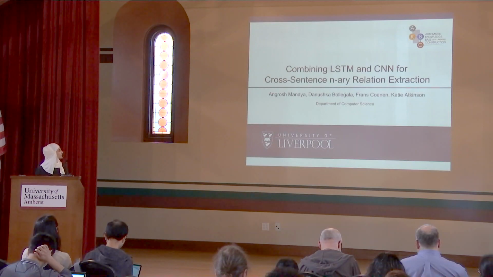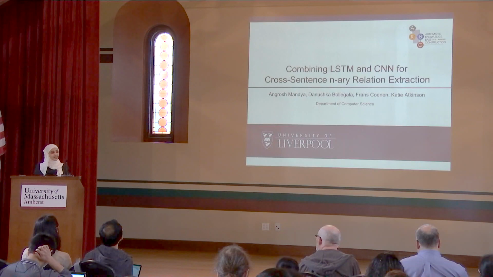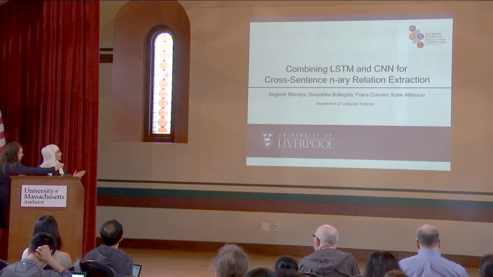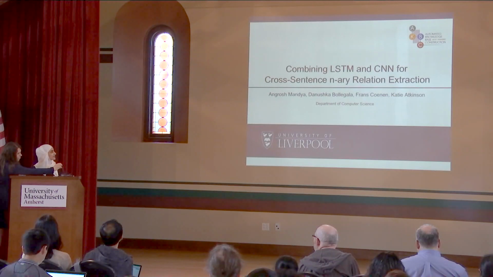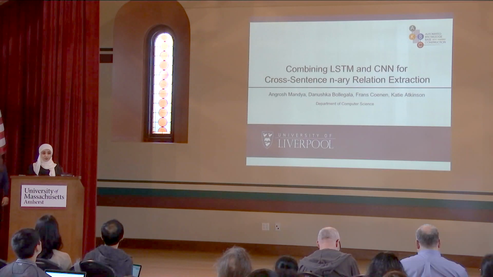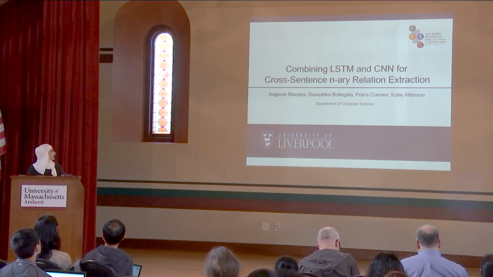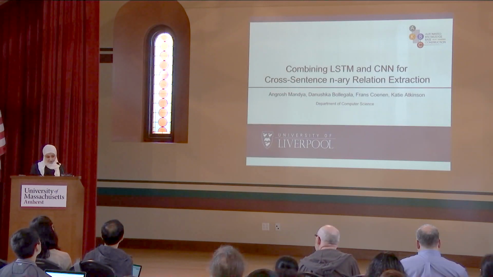I'm here to present the following papers on behalf of my research group at the University of Liverpool. They are not here due to visa issues. So the first paper is about the task of cross-sentence n-ary relation extraction by simply combining two types of neural network, the LSTM and convolutional neural networks. It is written by Angrosh and Danushka Bollegala and their colleagues.